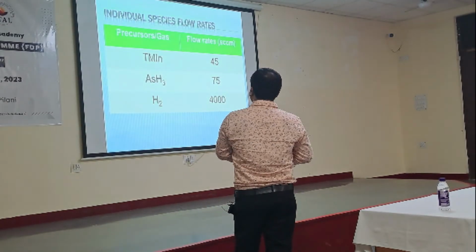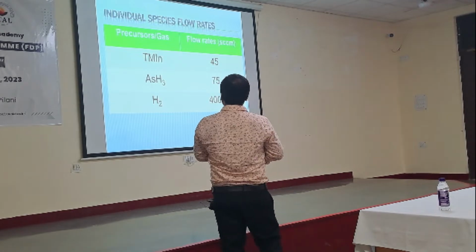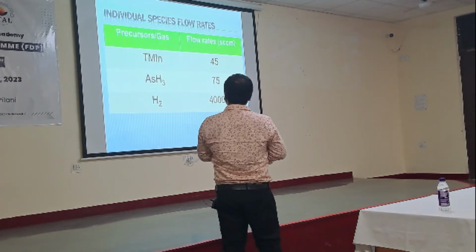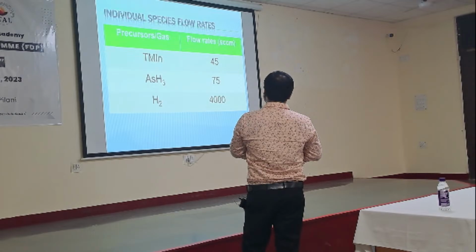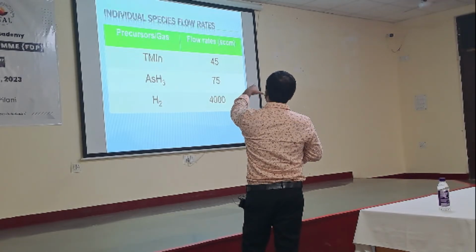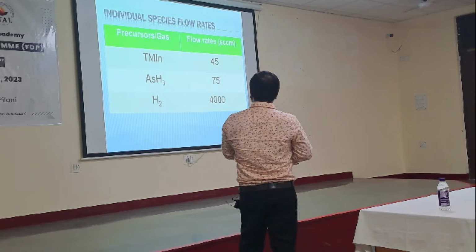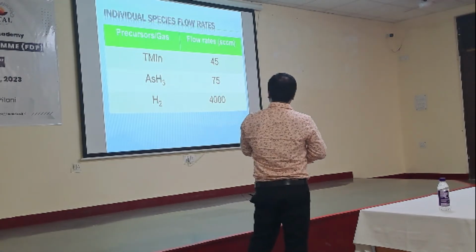Now, I already showed you that our desired material is indium arsenide. That's why you see trimethyl indium, with this flow rate, arsine flow rate is 75 SCCM, and hydrogen is 4 SLM or 4000 SCCM.